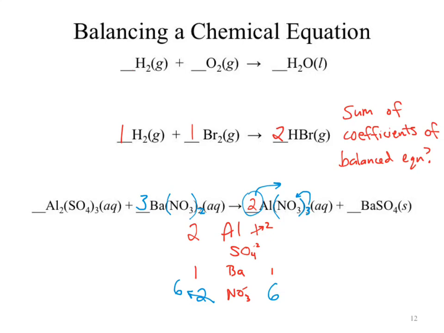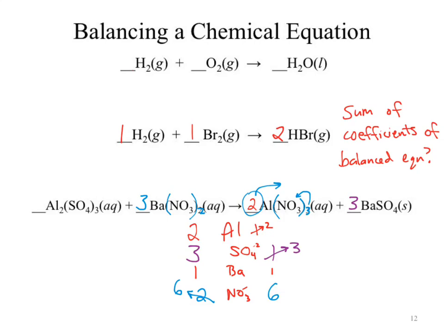Now we can check our sulfates. How many sulfates? On the reactant side, 3, and on the product side, 1. Is that balanced? So what do I need to do? Multiply by 3 to make that a 3. Okay. Now my sulfates are set. Now what do I do?